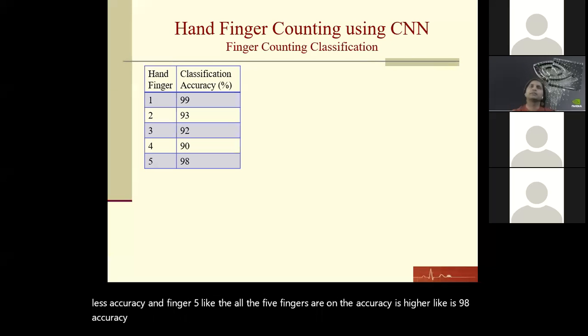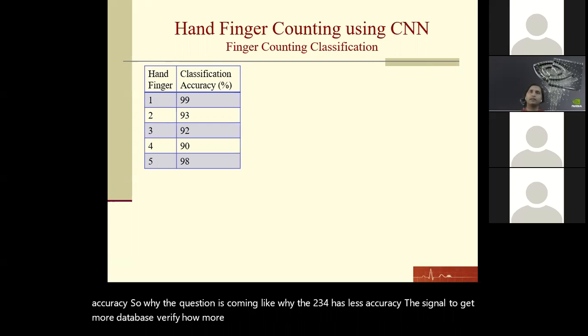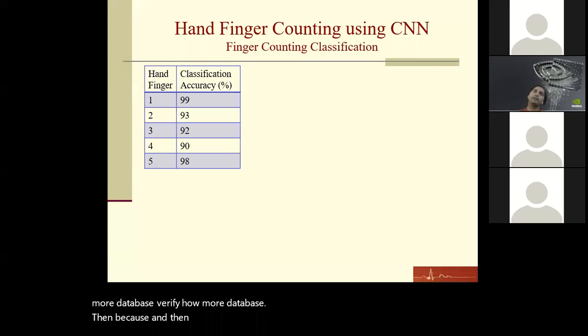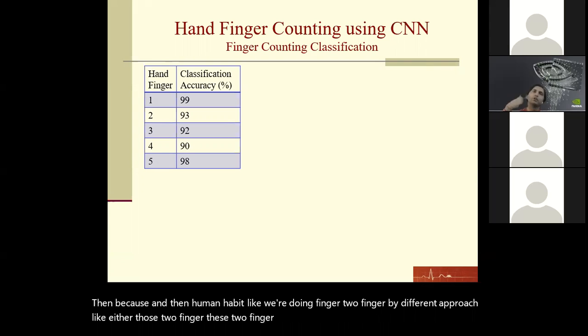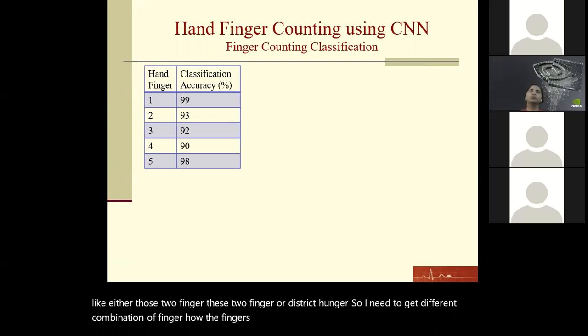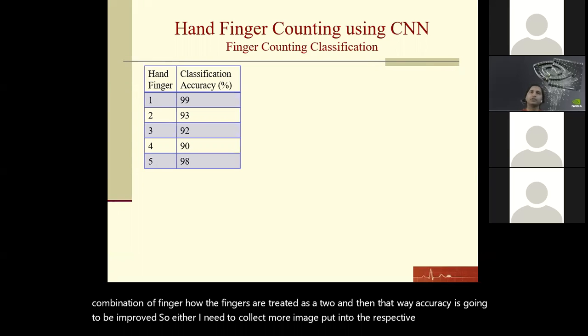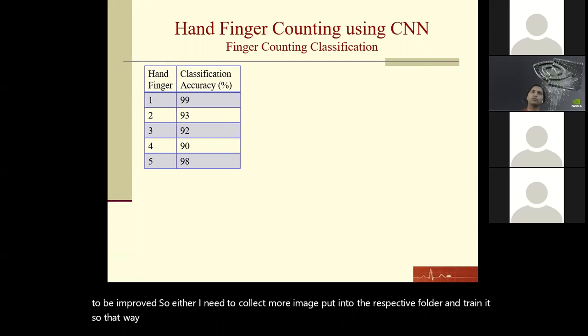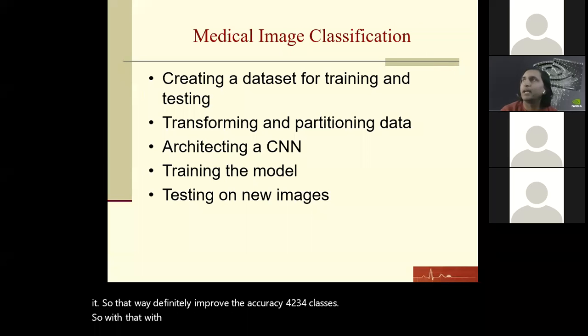So why is the question coming, why do 2, 3, 4 have less accuracy? Basically, I need to get more data. Because of human habit, we show two fingers in different ways, like these 2 fingers or those 3 fingers. So I need to get different combinations of fingers, of how fingers are treated as a 2, and that way accuracy is going to improve. Either I need to collect more images, put them into the respective folder and train it. That way it will definitely improve the accuracy for the 2, 3, 4 classes. So with that we can go with medical image classification.